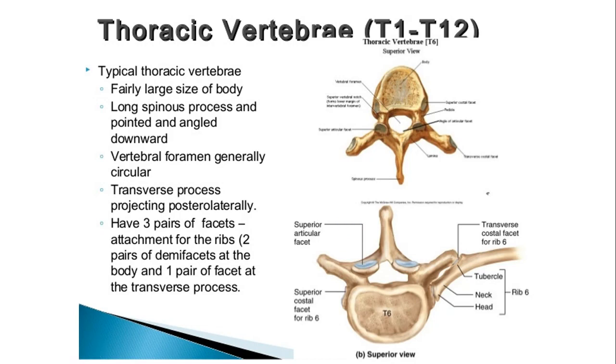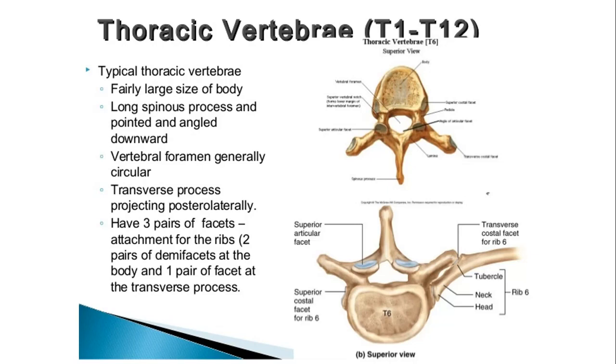And in the previous lectures, we have discussed the ribs, the types of ribs, the characteristic features of typical and atypical ribs, along with the articulations of the rib. And during that, we saw that the rib articulates posteriorly with the vertebrae, which are named the thoracic vertebrae.